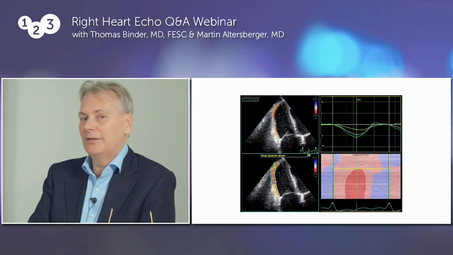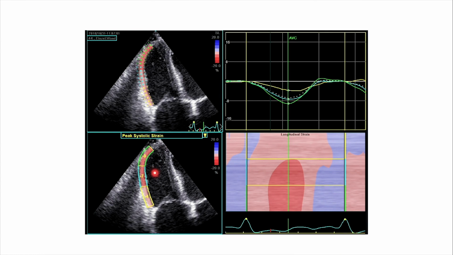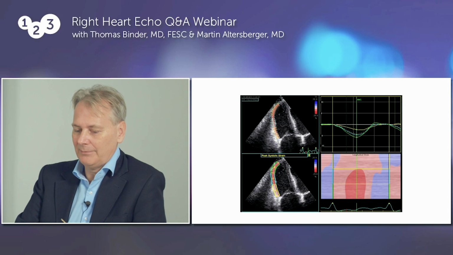Martin, maybe you can comment on the right ventricular strain. Again, you see right ventricular strain, and as you mentioned, Tommy, we wouldn't have needed it, but you see really low values, -4, -7, -9, really, really poor right ventricular function. Yes, very poor right ventricular function, nicely displayed here.